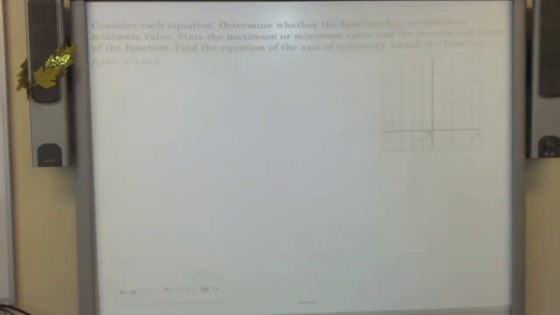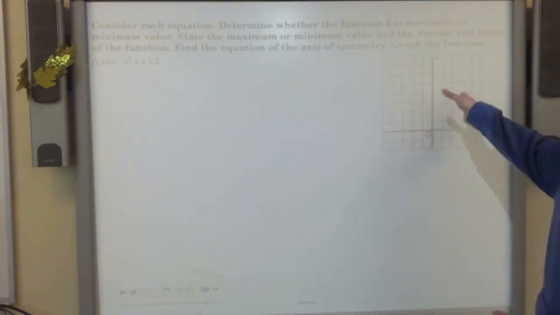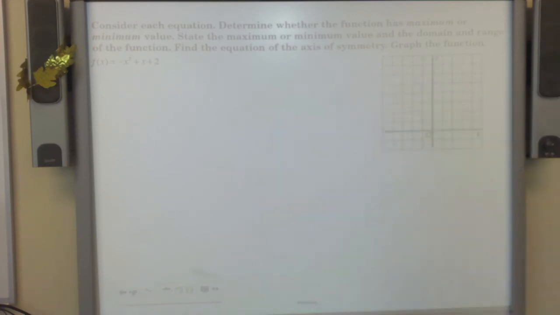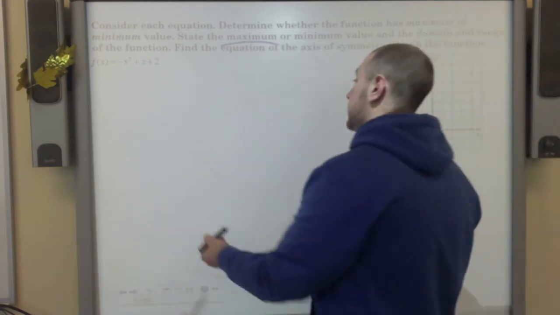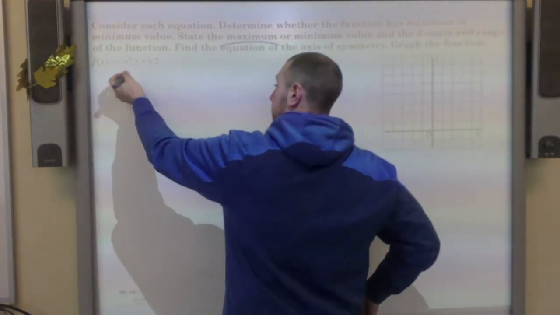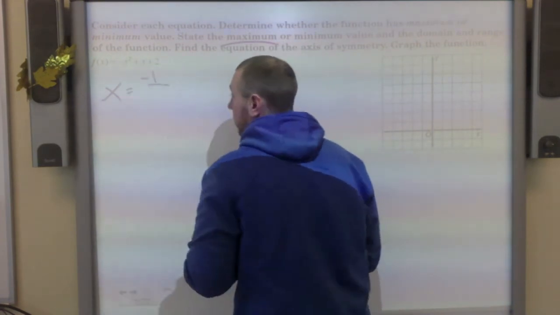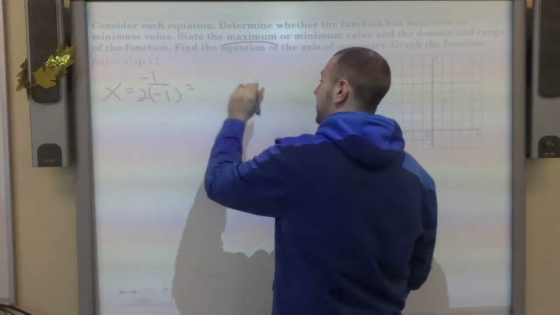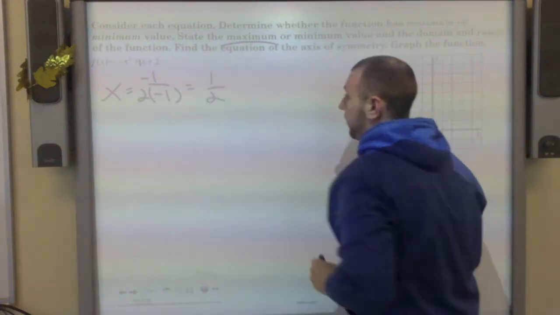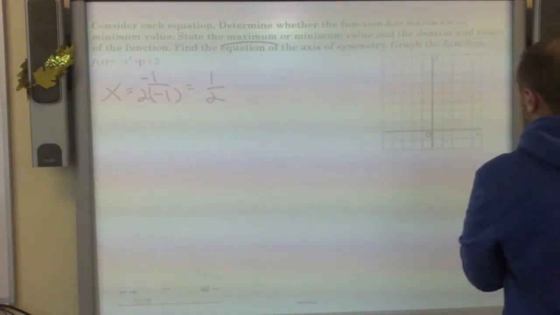In my next example, I do it again, only now my A value is negative, so it's going to be a maximum value. Again, first step, x equals the opposite of 1 over 2 times negative 1. That's going to come out to be 1/2. Okay, that's my axis of symmetry.